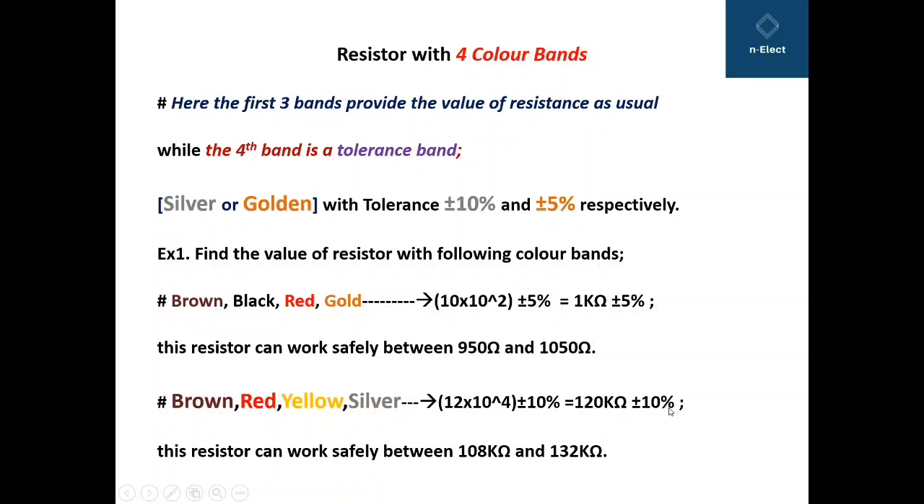Now for 120 kilo ohm, 10% is nothing but 12 kilo ohm. So you add 12 kilo ohm and you subtract 12 kilo ohm from this, and you will get 108 kilo ohm to 132 kilo ohm. This is the range in which the resistor with these color bands can work safely.